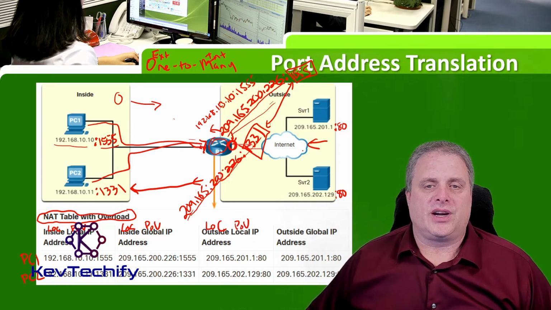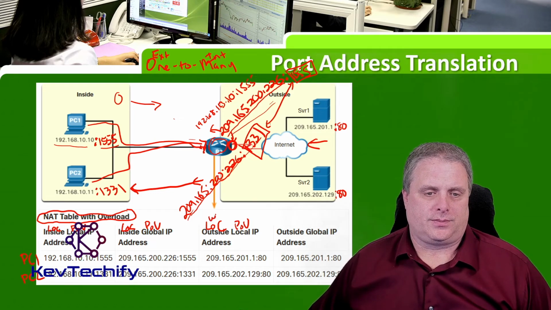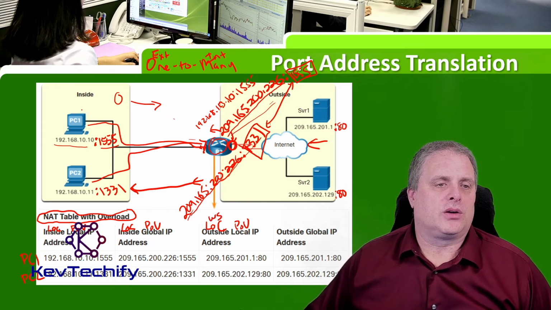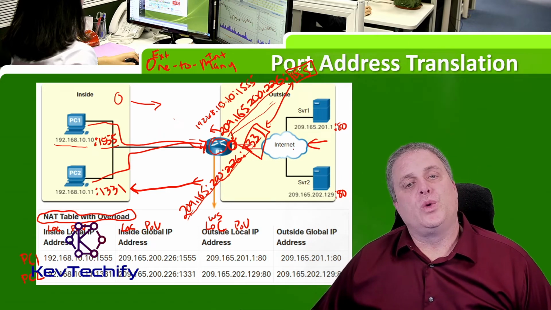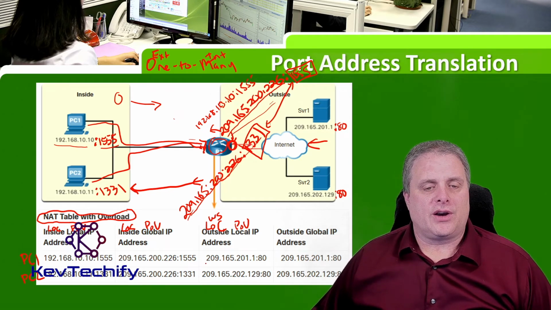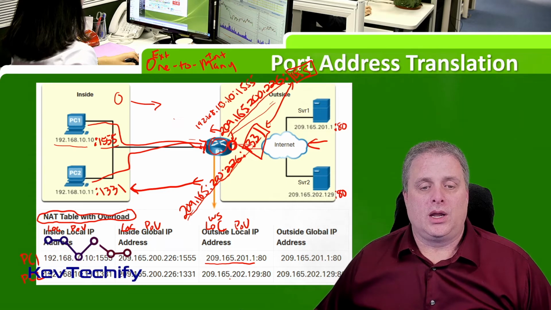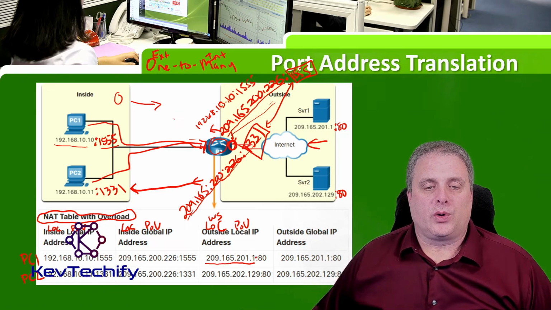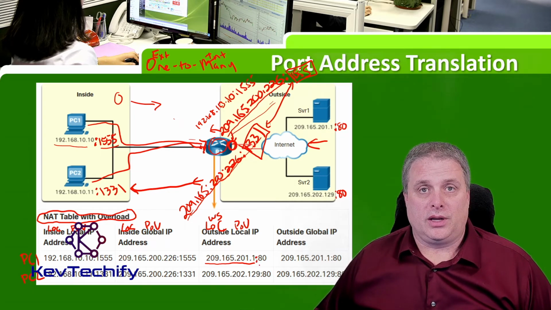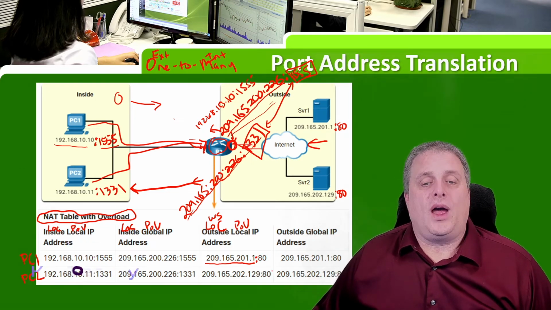Our outside local IP address, so we have location and point of view. The location of the devices are outside of our network, so we're talking about the web servers here. And the point of view is from our local area network. So what addresses do we use to reach those web servers? We use their external IP address, 209.165.200.1, 202.129. And then because we're requesting web traffic, we append the layer 4 port number of port 80 on there because it's an HTTP request.